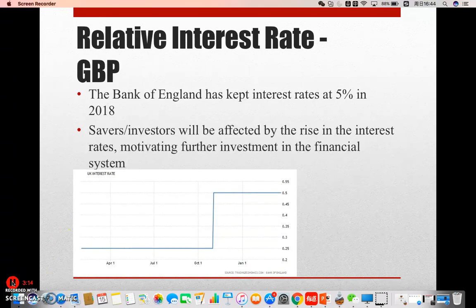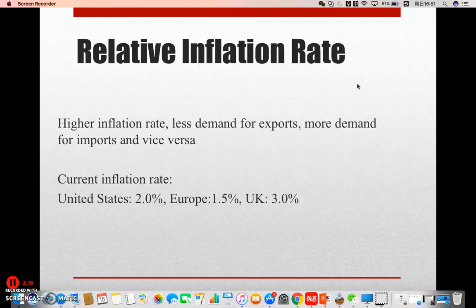And I will pass to Ruyi. The second economic determinant is the relative inflation rate. Inflation is a sustained increase in the general price level of goods and services in an economy over a period of time. This would cause rising prices and devaluation of the currency.